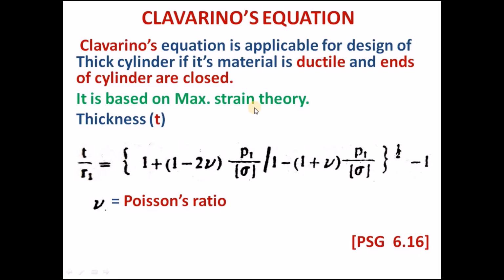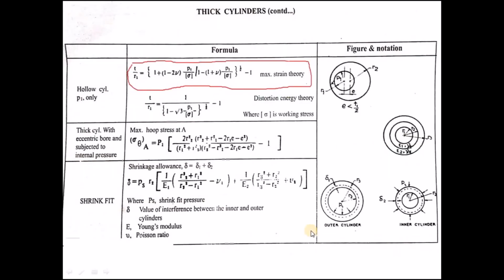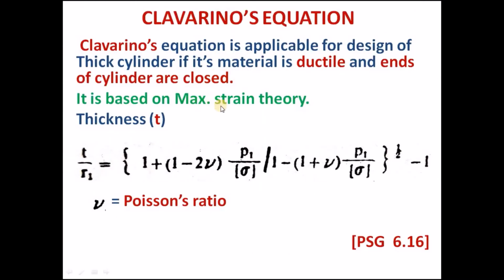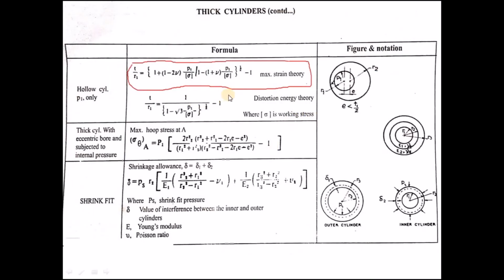The corresponding formula can be taken from the PSG data book, 6.16. This is the corresponding page. This is the formula. Clavarino's equation is based on the maximum strain theory, and that equation is available in the data book. This equation can be taken for the design of the thick cylinder.